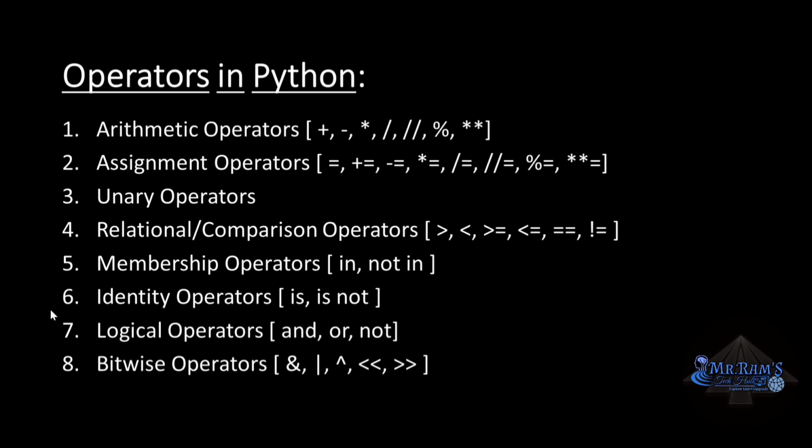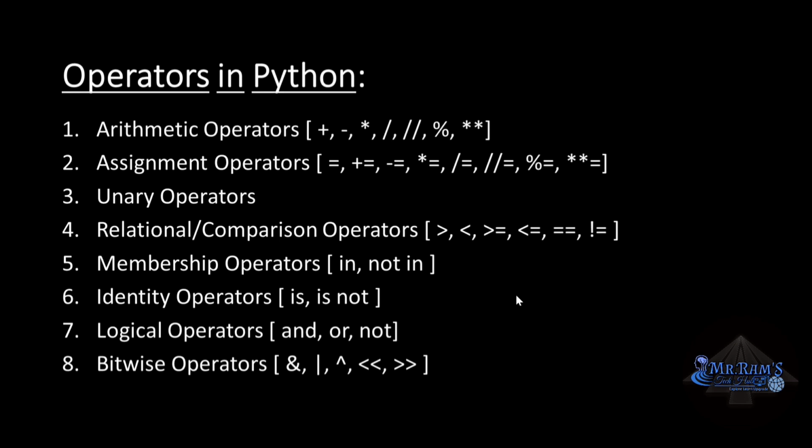And the next one is logical operators. We have and, or, not. With these we get the result in a true or false manner. We'll see that. And the next one is bitwise operators. To perform operations on binary values, we use these bitwise operators. Okay, let us see this in a practical way.